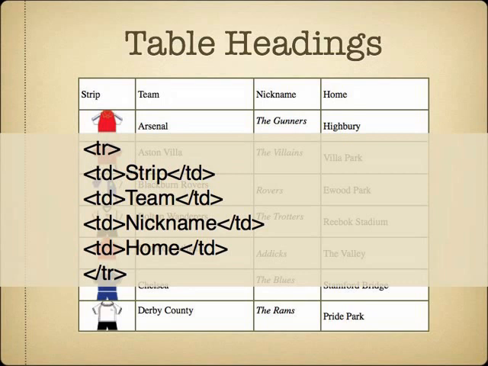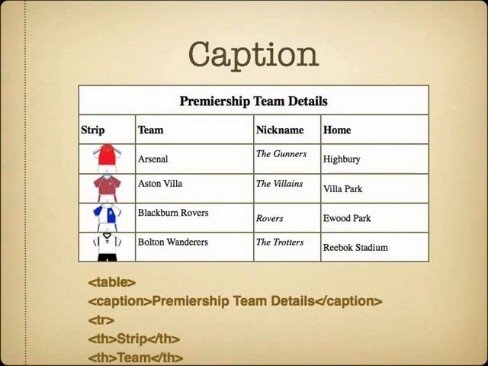So to make the cells in the first row headings, the HTML is the same as all the other rows, but instead of using TD tags, we use TH tags. The TH tags mark these cells as headings rather than normal data cells.